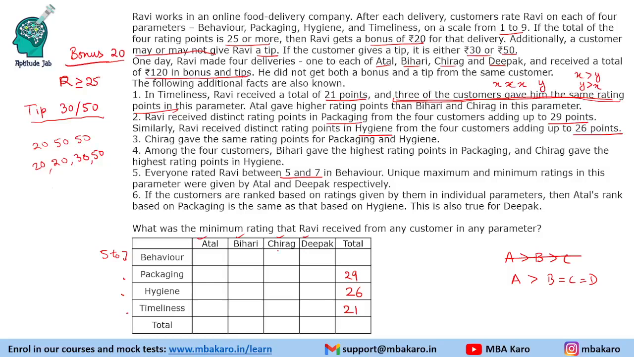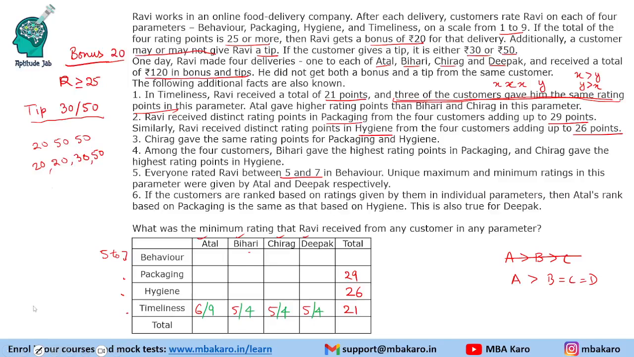Now suppose the maximum B, C, D can give is 7. If you put 7, 7, 7, it will become 0, which is not possible. If you give 6, 6, 6, it becomes 3, again not possible. Another possibility is 5, 5, and 5, that is 15, so Atal will give 6. Another scenario is 4, 4, 4, which is 12, and 12 plus 9 is 21. So that is another possibility. For now I have written in two colors. If you give 3, 3, 3, that will be 9, and the person will have to give 12, which is not possible. So we have only two such possibilities.